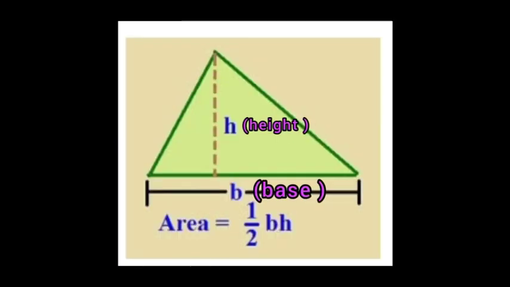Area of a triangle is equal to half into b into h. B is the base of the triangle, and h is the height of the triangle. So area of the triangle is equal to half into b into h.